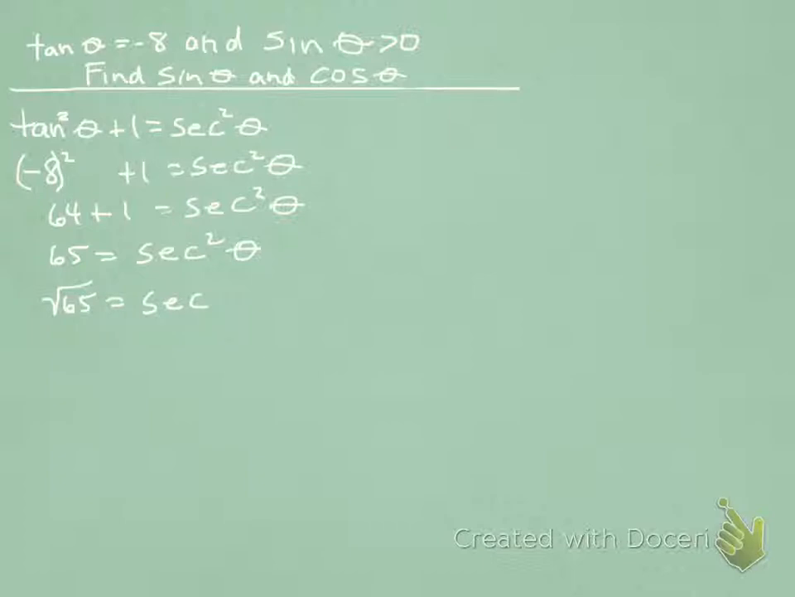Alright, now we need to find the sine and the cosine. So if the secant is equal to the square root of 65, what is the inverse function of secant? Well, of course, that is cosine. So we know the cosine is going to be equal to the inverse of the secant. And hopefully you're thinking we don't want to leave that radical in the bottom. So we multiply it by the square root of 65 over square root of 65, and we end up with the square root of 65 over 65.